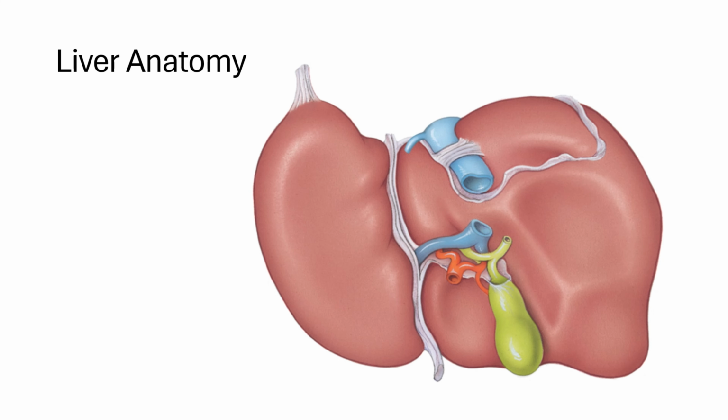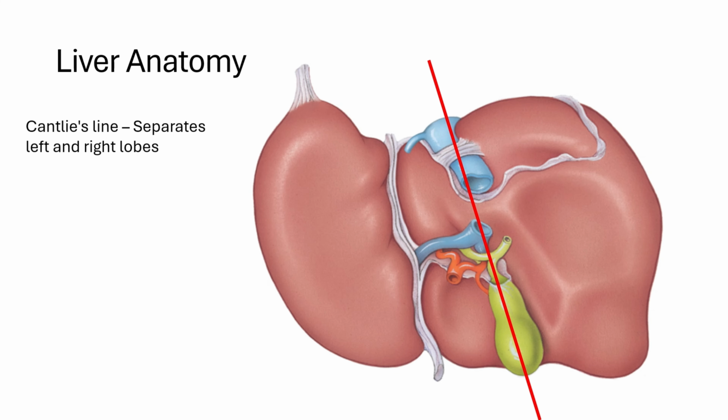What you do is you find the inferior vena cava, you find the gallbladder and the gallbladder fossa, and you draw an imaginary line between the two. And this is called Cantlie's line. And this is the landmark that you'll use to delineate between the left and the right lobes of the liver.